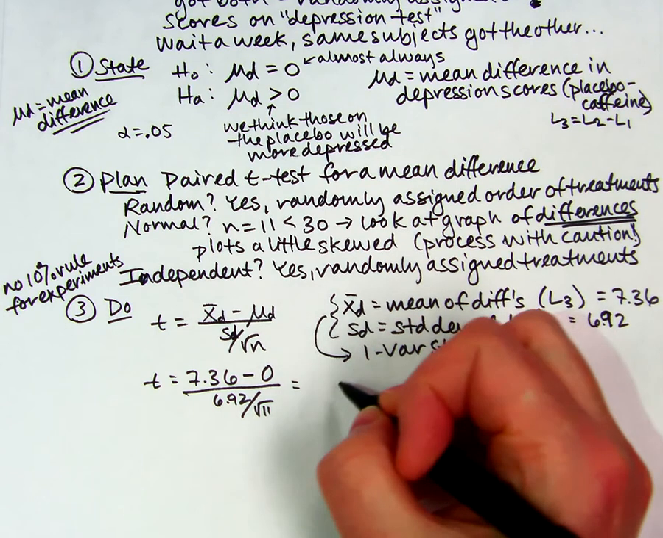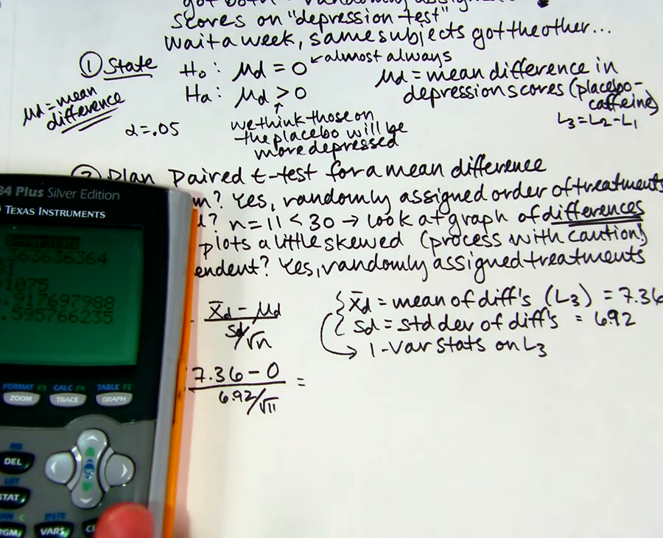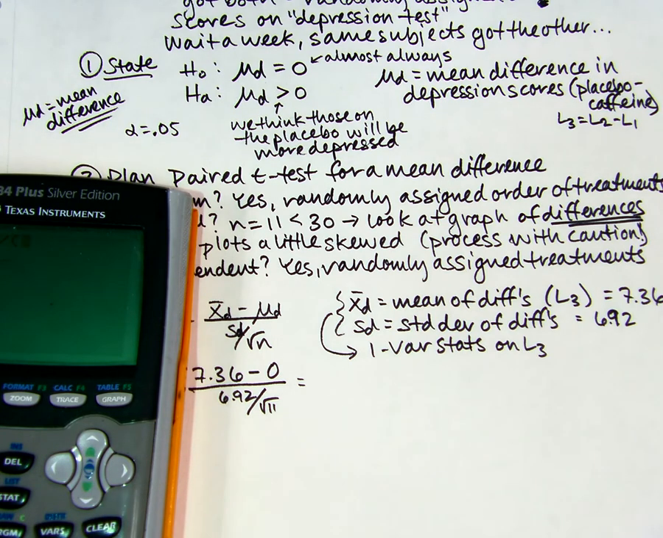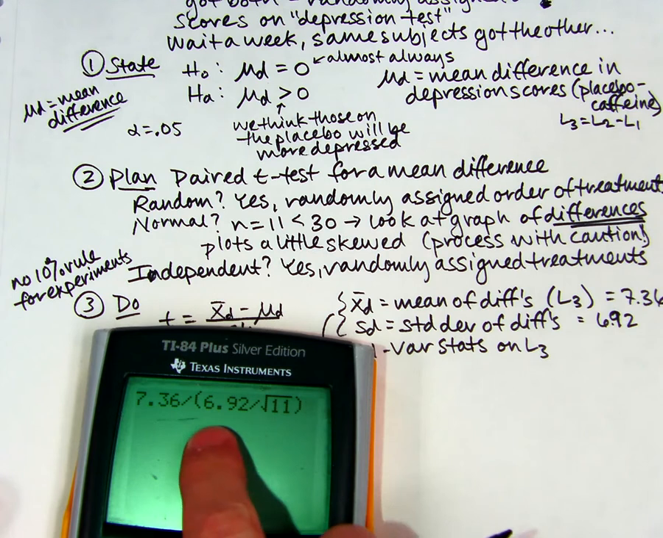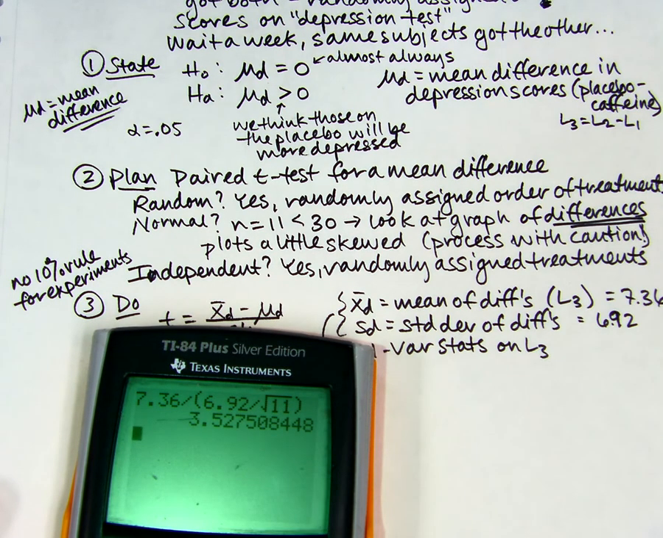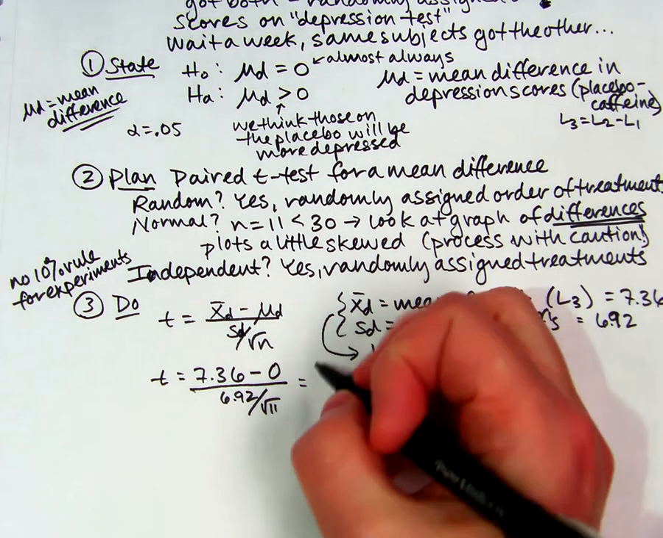And so that comes out to, let's find out, 7.336 divided by 6.92 over square root of 11. And yes, that parenthesis that I put in is important because you want it to divide by this whole thing, not divide by this and then divide by that. And I got 3.53 if I round it correctly.